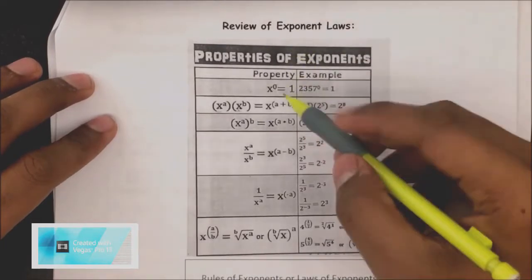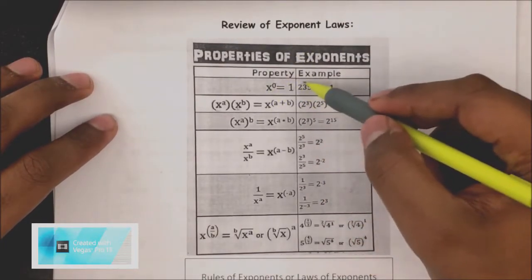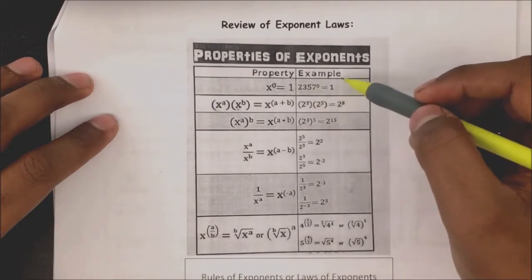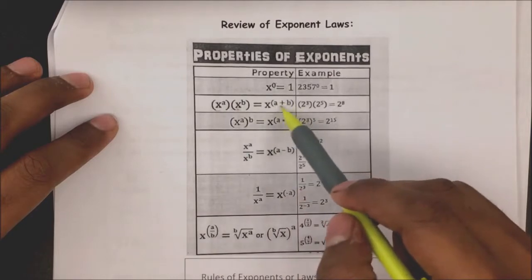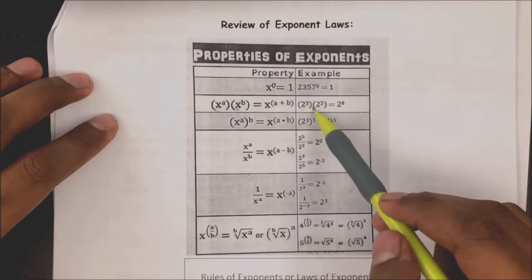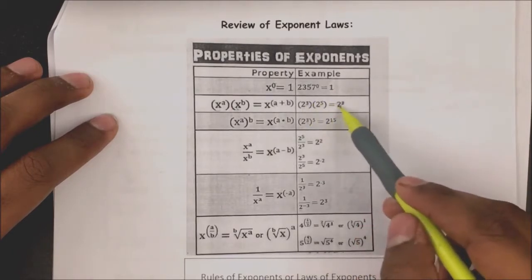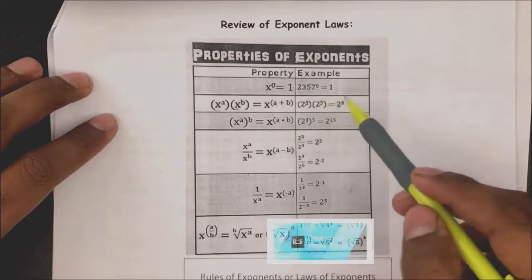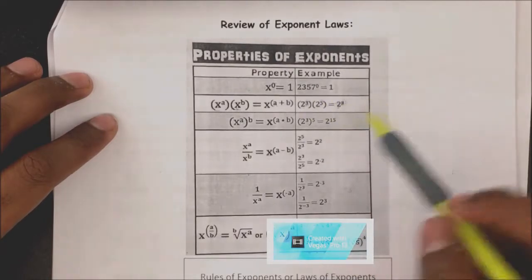So the first law is that anything to the power of 0 equals 1. So here's a big number to the power of 0 equals 1. And if you have the same bases, you could just simply add the exponents. So for example, over here it says 2 to the power of 3 times 2 to the power of 5. You would just simply write 2 and then just add the exponents, which are 3 and 5. So 3 plus 5 equals 8. So your answer would be 2 to the power of 8.